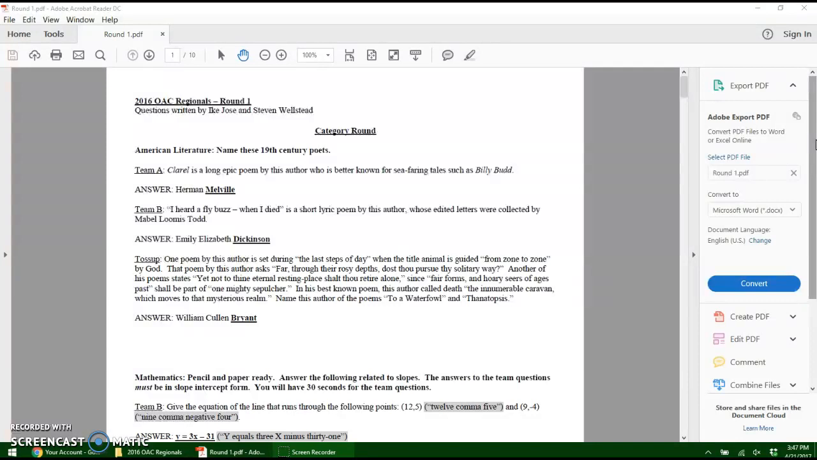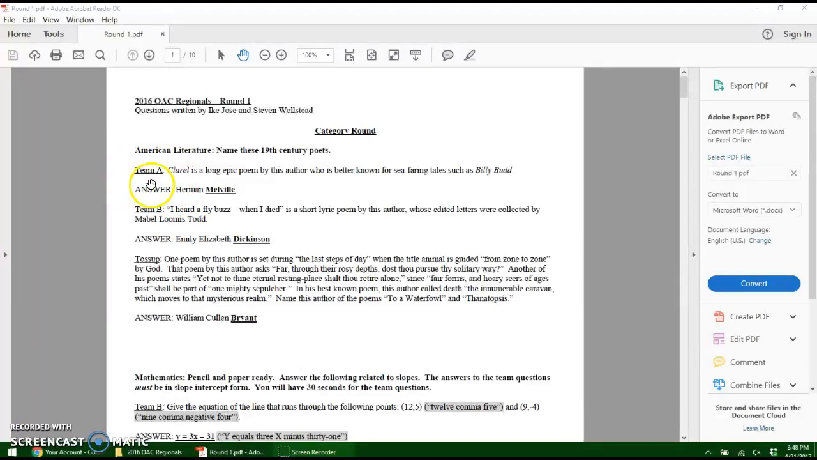The category round consists of 10 categories. Each category has 3 questions in it, as you can see here in the American Literature category. The first 2 questions are what are called team questions. They're notated Team A and Team B. So you're going to go ahead and read the Team A question to whoever has been designated Team A.